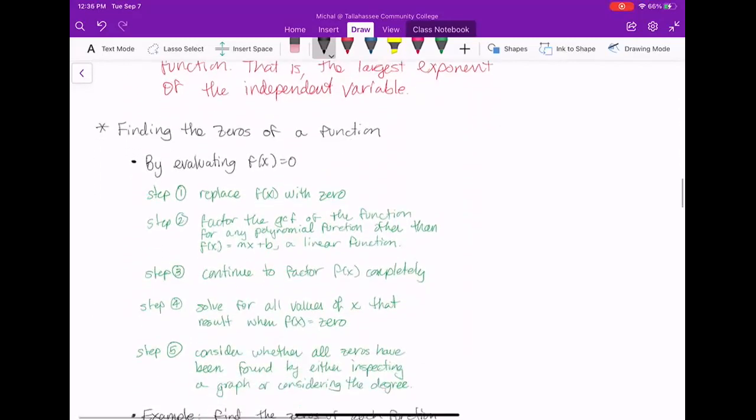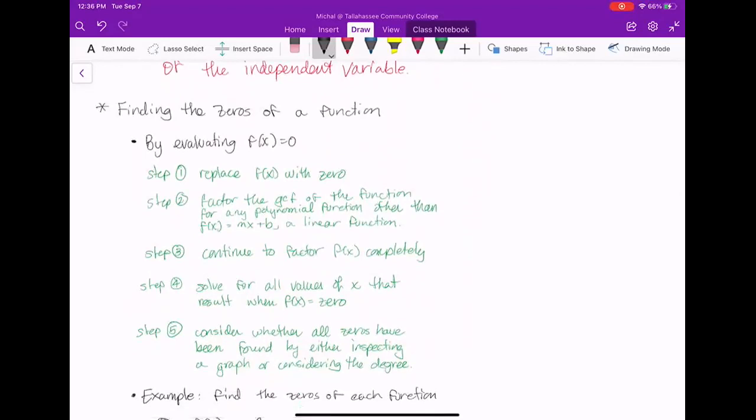There are several different ways to find the zeros of a function, and the one that will lead us to an exact algebraic solution is by evaluating f of x equals 0. These are the steps I'm going to take, and then I'm going to apply it to two different examples below. First, I'm going to replace f of x with 0, so that I get 0 equals my equation in x. Then I'm going to factor the GCF of the function for any polynomial function other than f of x equals mx plus b, which is a linear function.